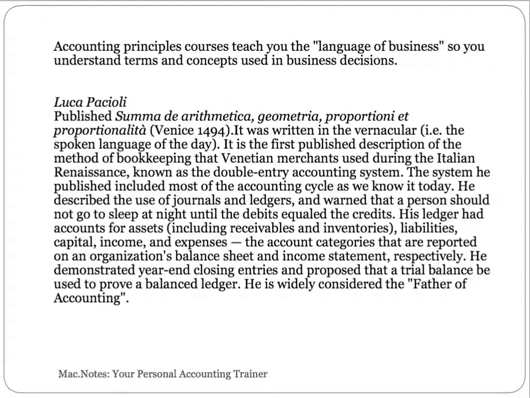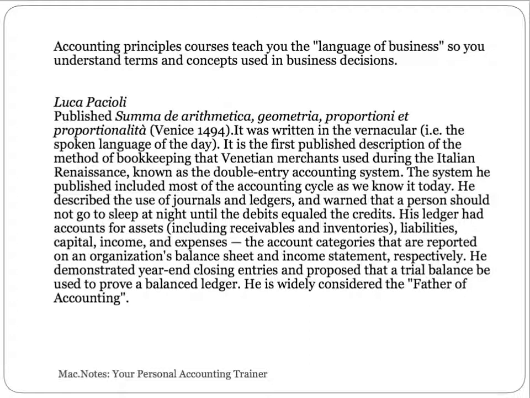Question: why are you taking an accounting course? You're probably in college or university at the moment, or even in senior grades of high school. But you're taking an accounting course. Why? Well, most likely because you will be working in a business at some point in time.